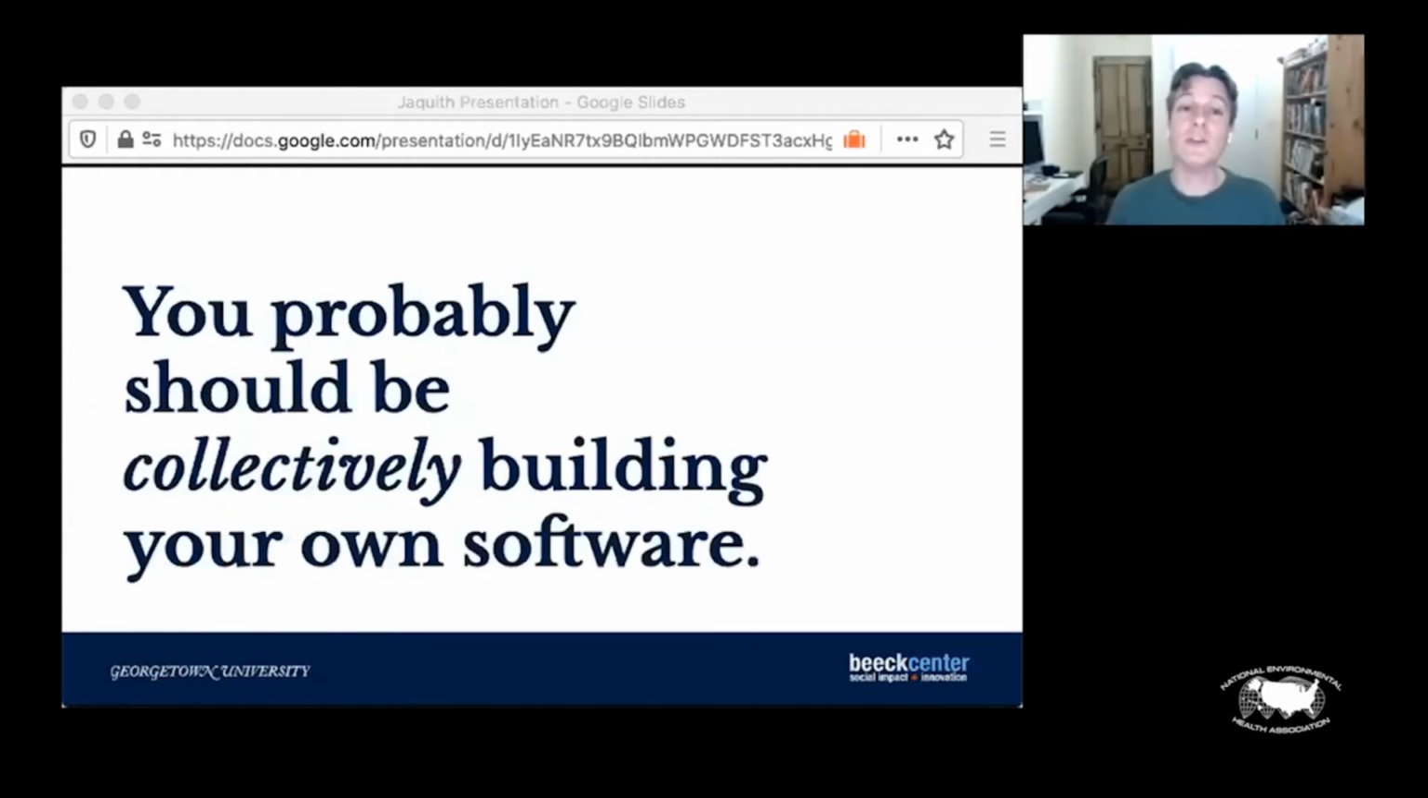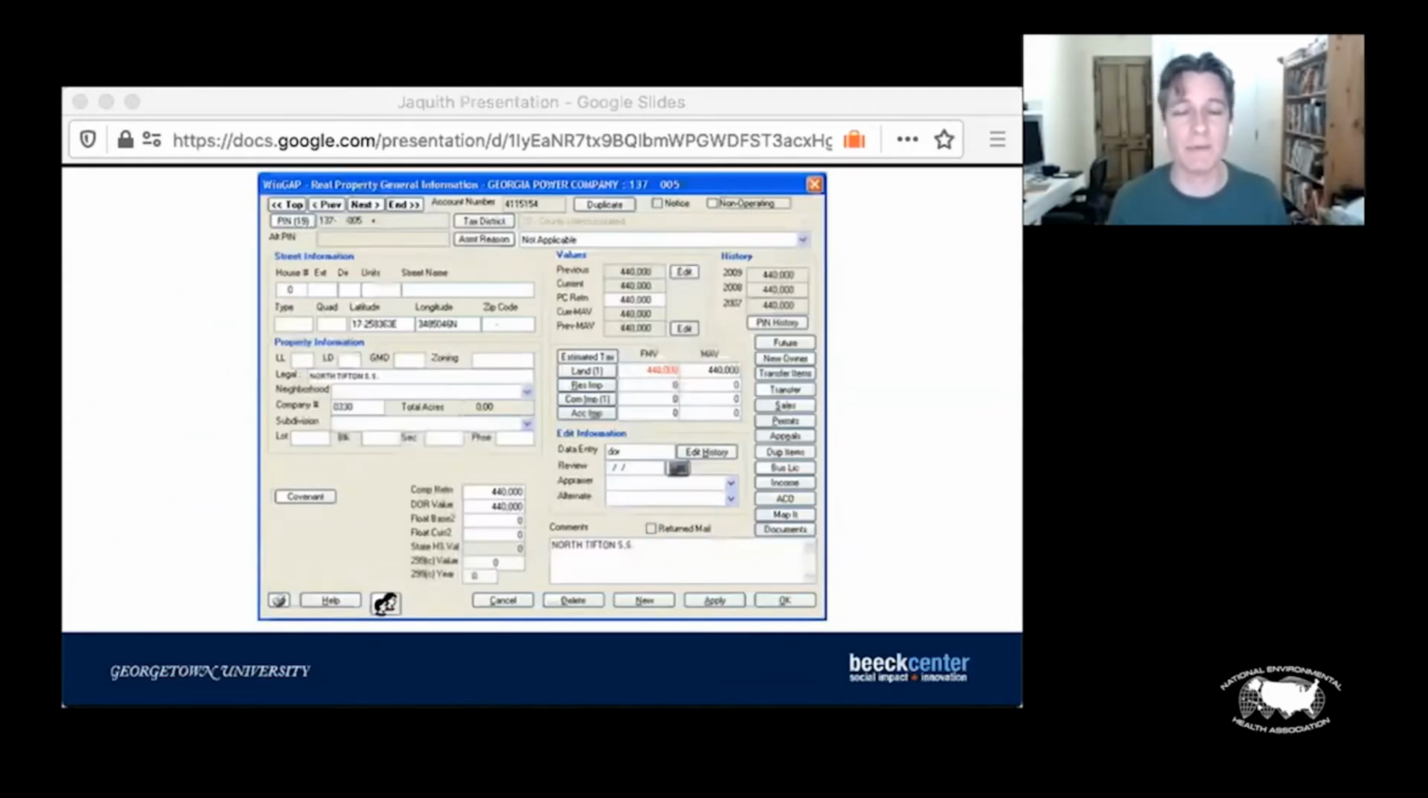However, you should probably be collectively building your own software. And this is very much a thing. There are somewhere between dozens and maybe hundreds, we're still working on surveying this, of software co-ops throughout the United States who exist to do exactly this. So I'll give you an example. This is just a screenshot of Georgia's WinGap computer-aided mass appraisal system, often just called a CAMA. It's just to track taxable property.